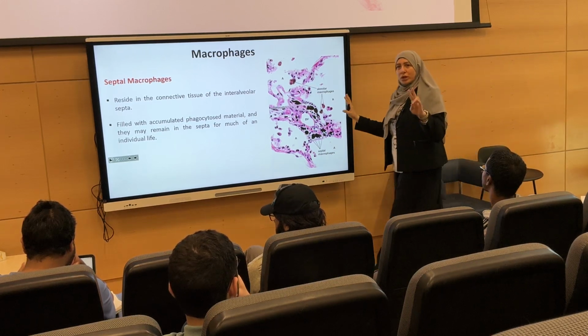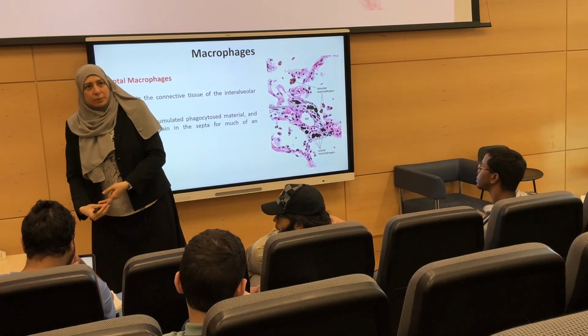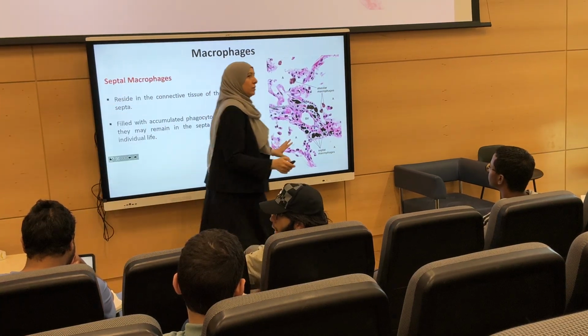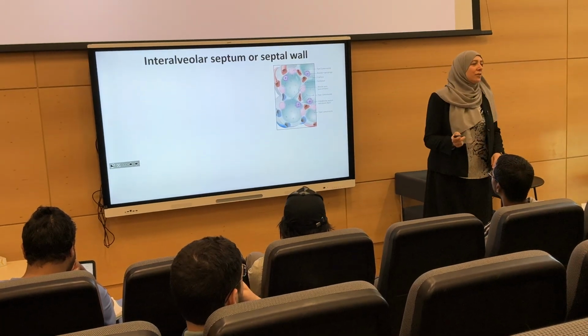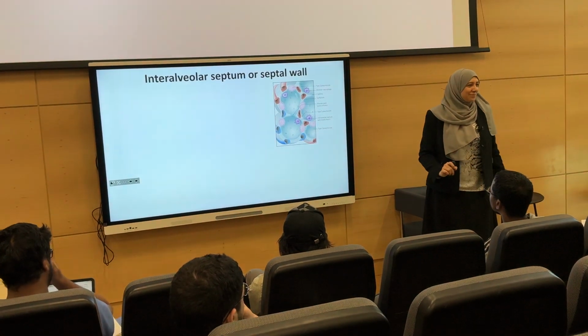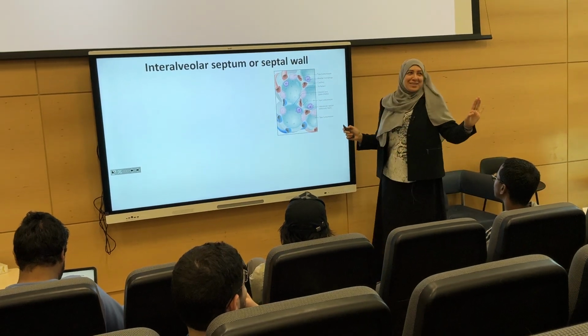So we have two types of macrophage: one inside the alveoli, which we name alveolar, and one in the septum, which we name septal. Okay? Good? Any question? It doesn't break down? No, it will stay for life. It will stay. Bacteria and stage. There's no time for this now.